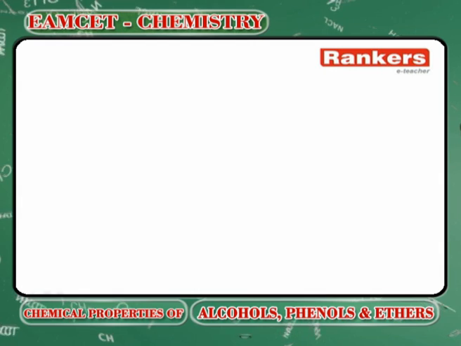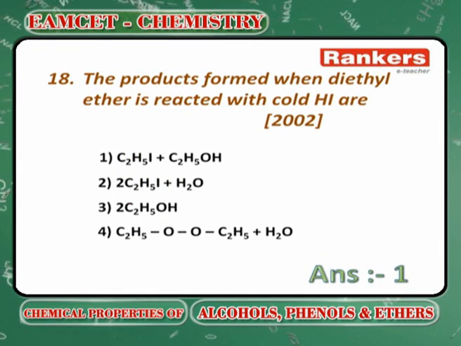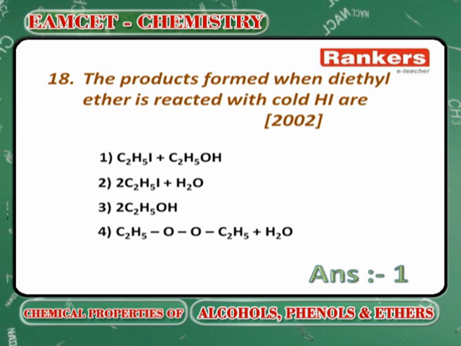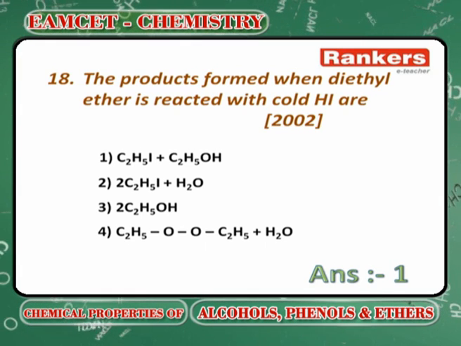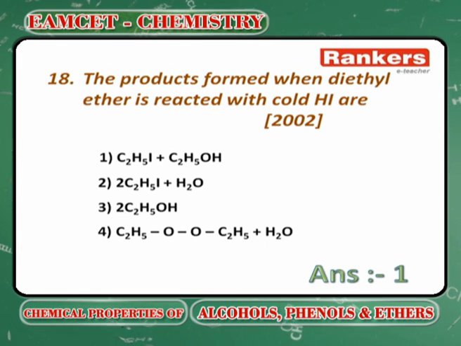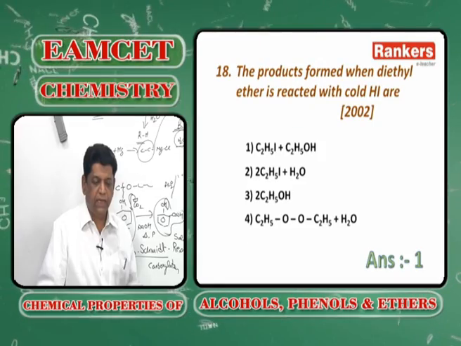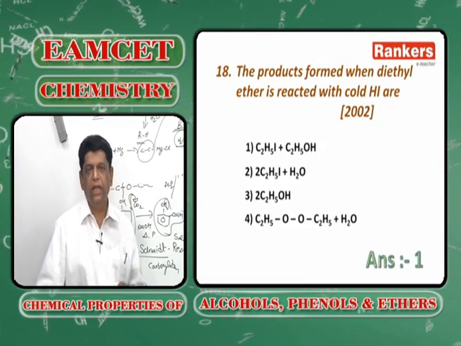Next, what are the products formed when diethyl ether is reacted with cold HI? Cold HI, as I said, is an insufficient amount of HI, or 1:1 equivalent condition. So one side becomes alcohol, and on the other side you will get ethyl iodide. So the first answer, ethyl iodide and ethanol, is the right answer.